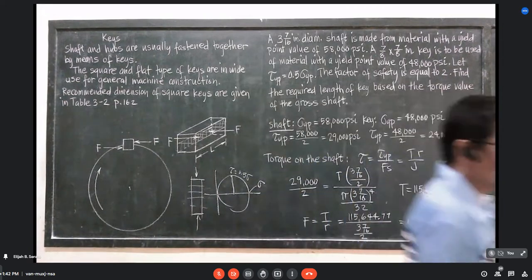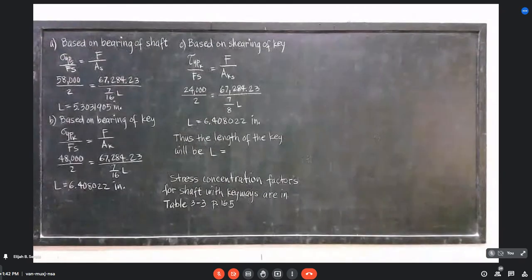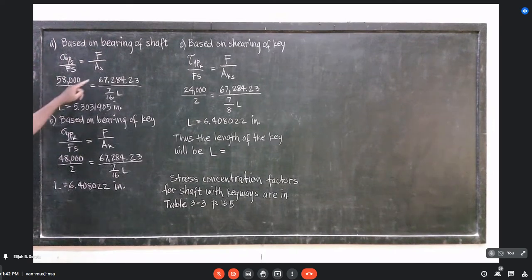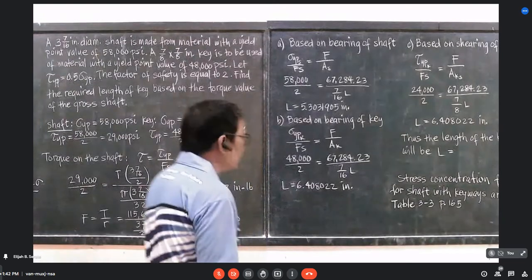Okay, so based on the bearing of the shaft, our area is still 7/16. Our yield point of the shaft is 58,000. The factor of safety is 2, and then our force is, as we have computed, 7/8, no?